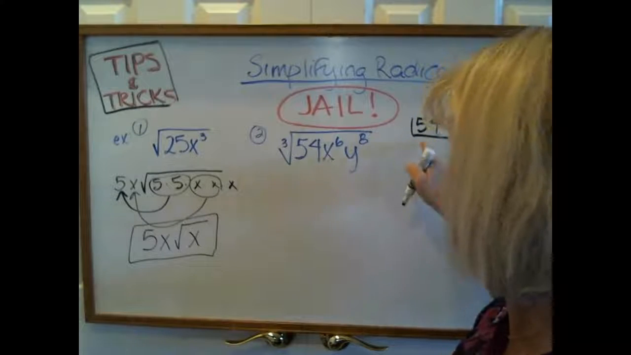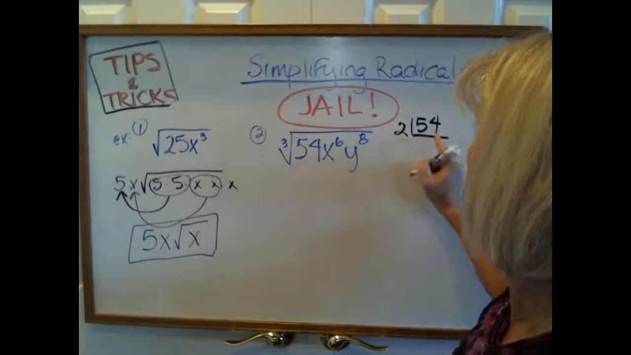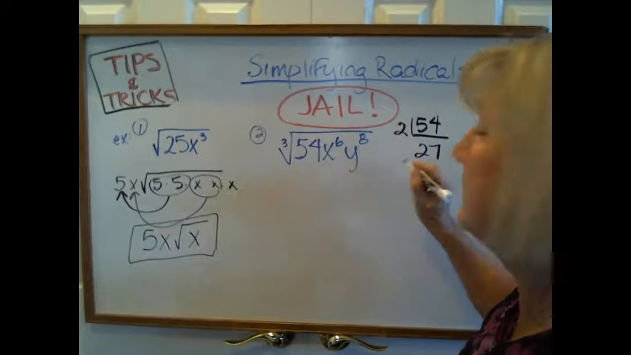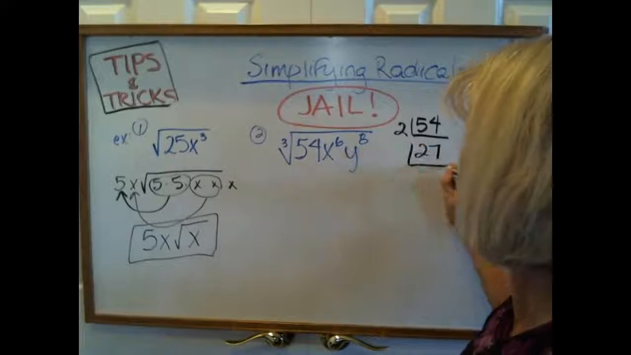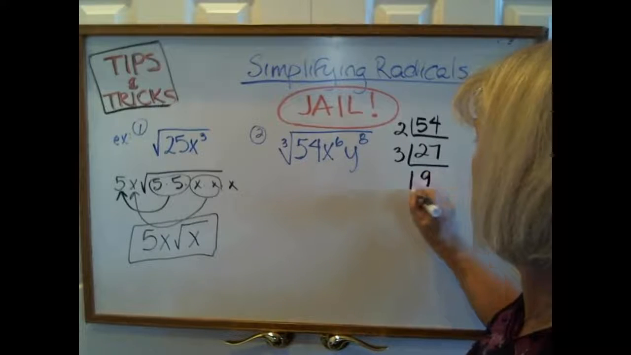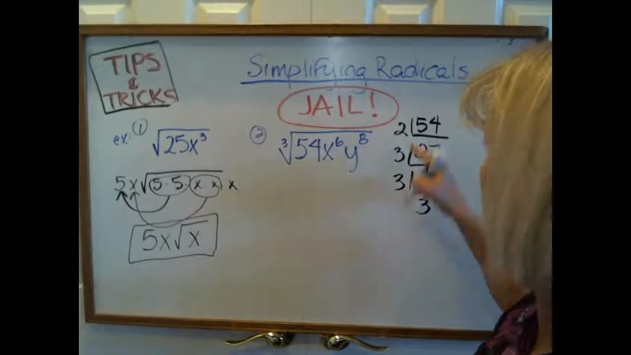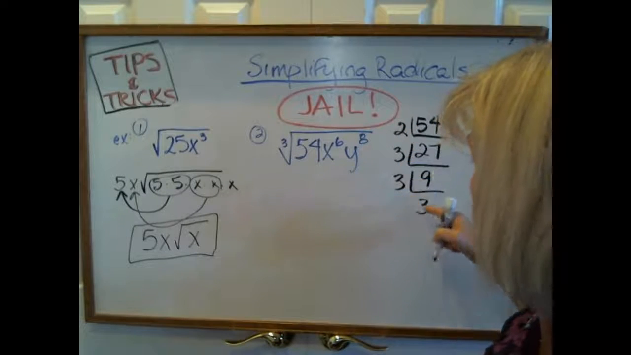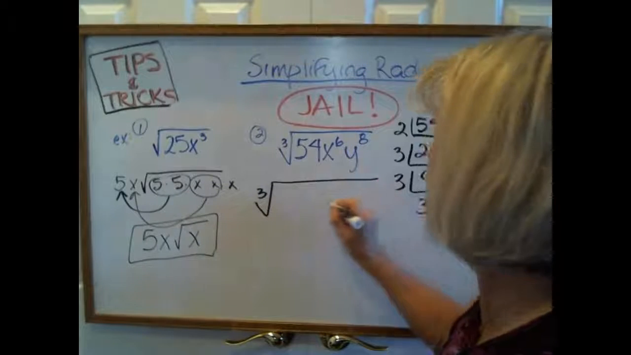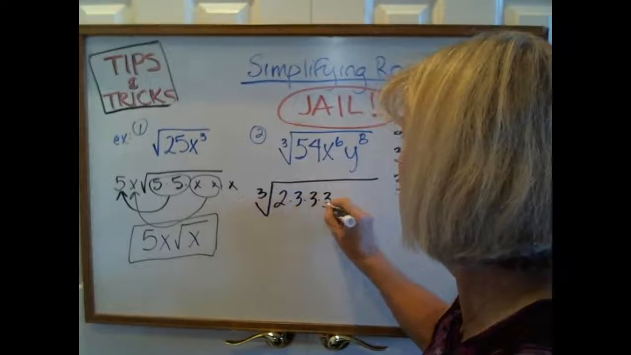So I'm going to start with 2, because 2 goes into 54, and so we're left with 27, and 2 doesn't go into 27 anymore, so I can go to 3. 3 goes into 27, and we're left with 9 and 3 and 3. So we can write 54 as 2 times 3 times 3 times 3. So now we have the cube root of 2 times 3 times 3 times 3.